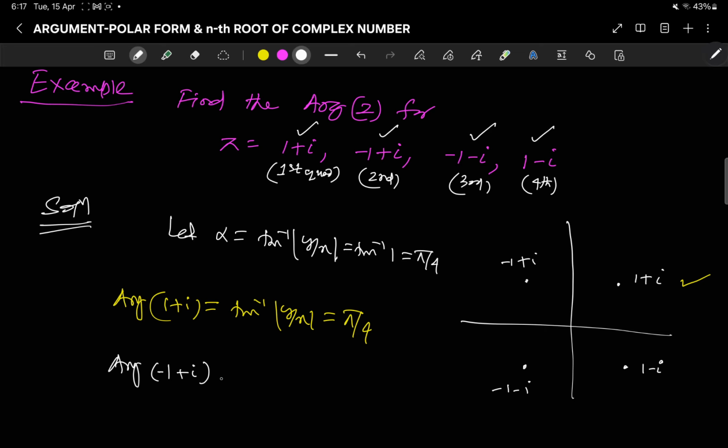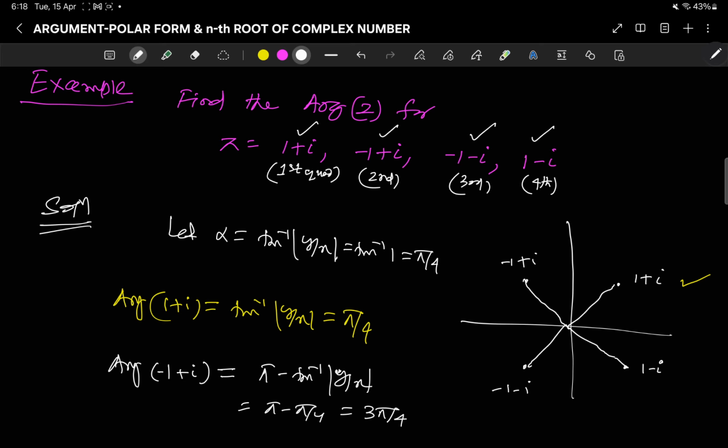It is in the second quadrant, so it is pi minus tan inverse |y/x|, right? So this is pi minus pi by 4, which is 3 pi by 4. So this will be my 3 pi by 4, right? So I will take this as the 3 pi by 4 here. This is my pi by 4 here and this is my 3 pi by 4 here.